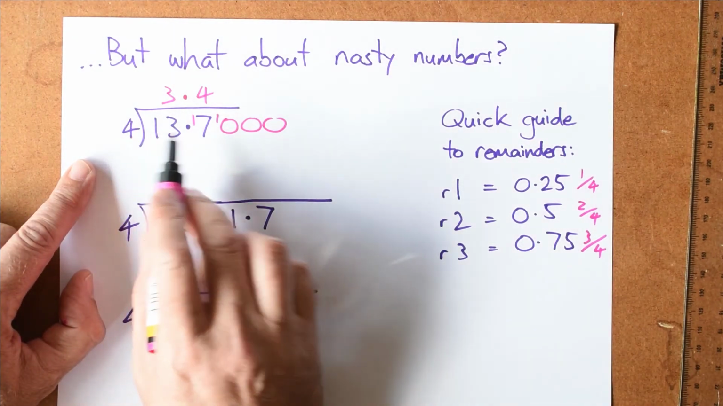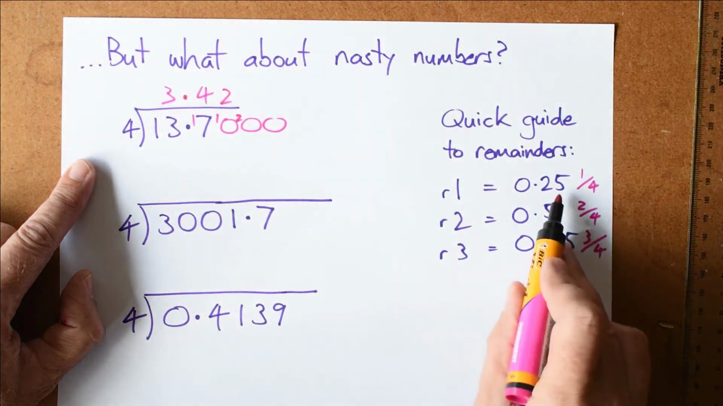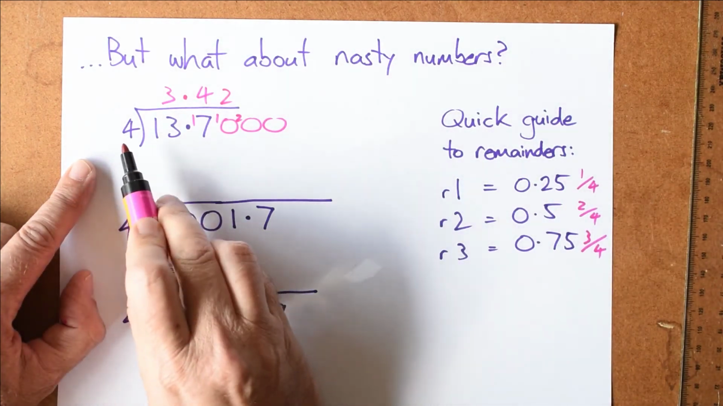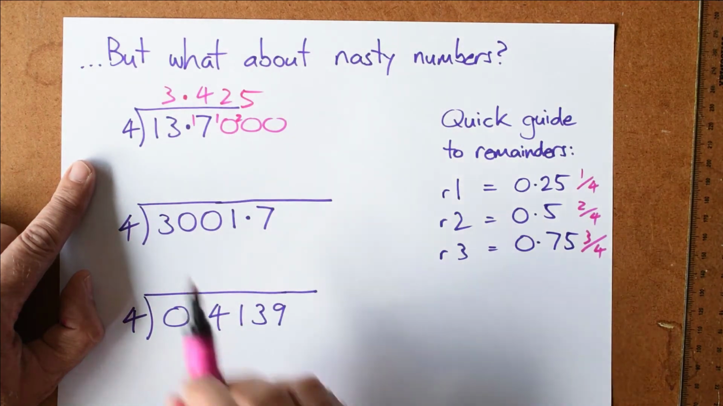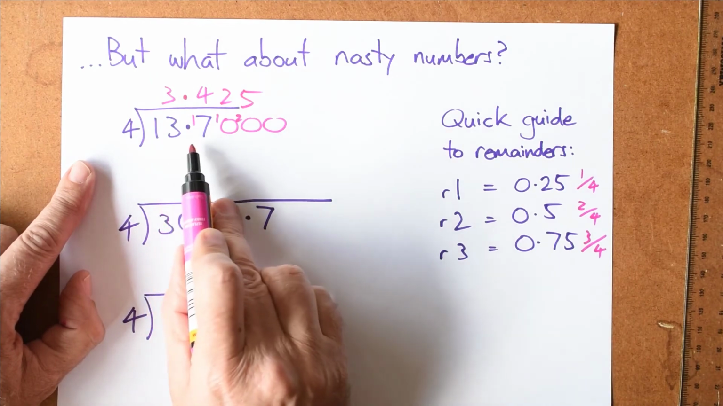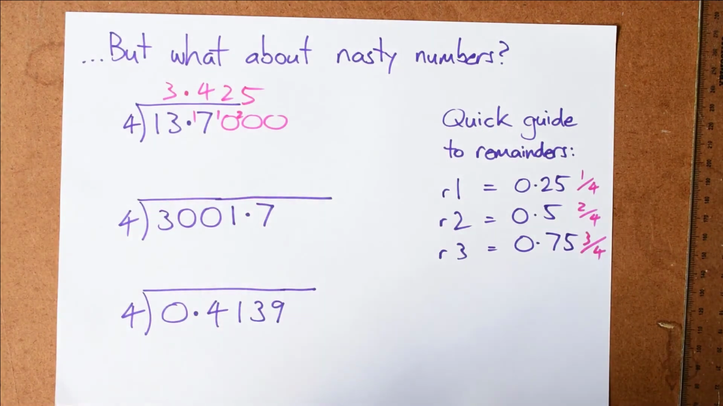4 fits into 10 twice with 2 left over. You can see where this is going, right? 4 fits into 20 5 times. So 13.7 divided by 4 is going to give you 3.425. Looks hard, but actually in practice isn't that bad.